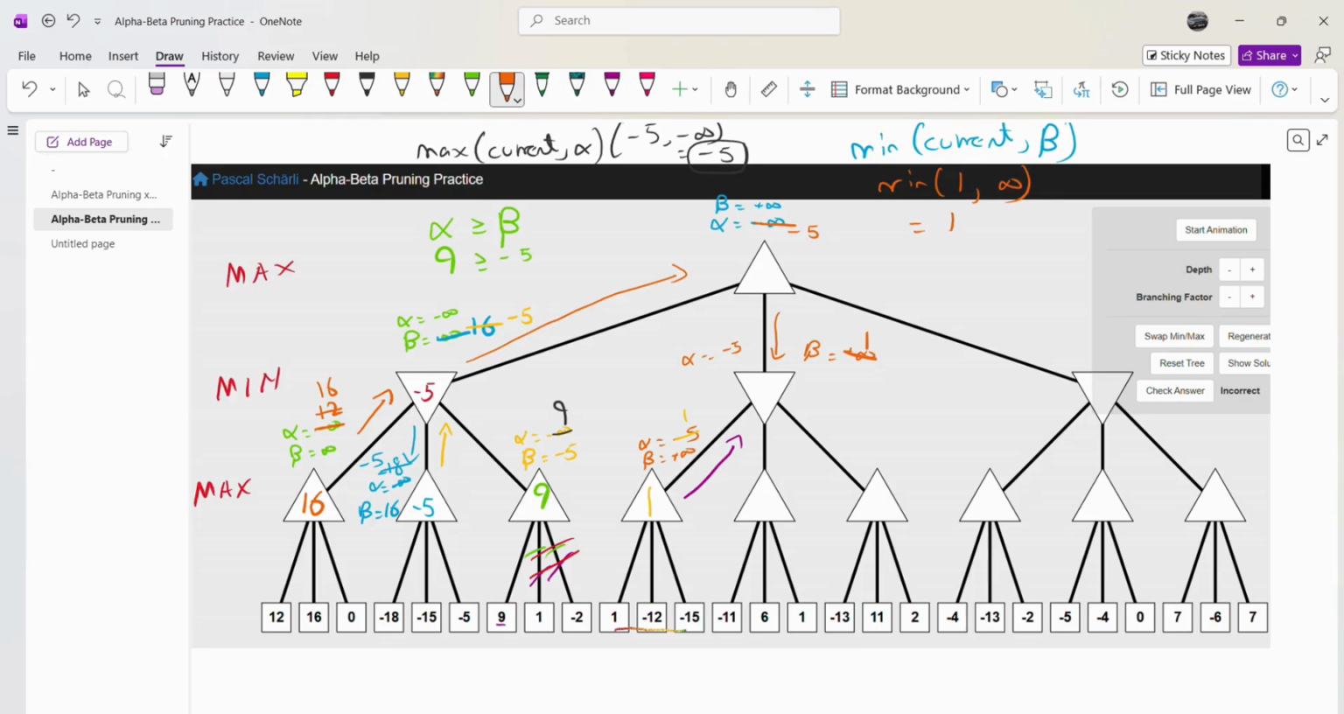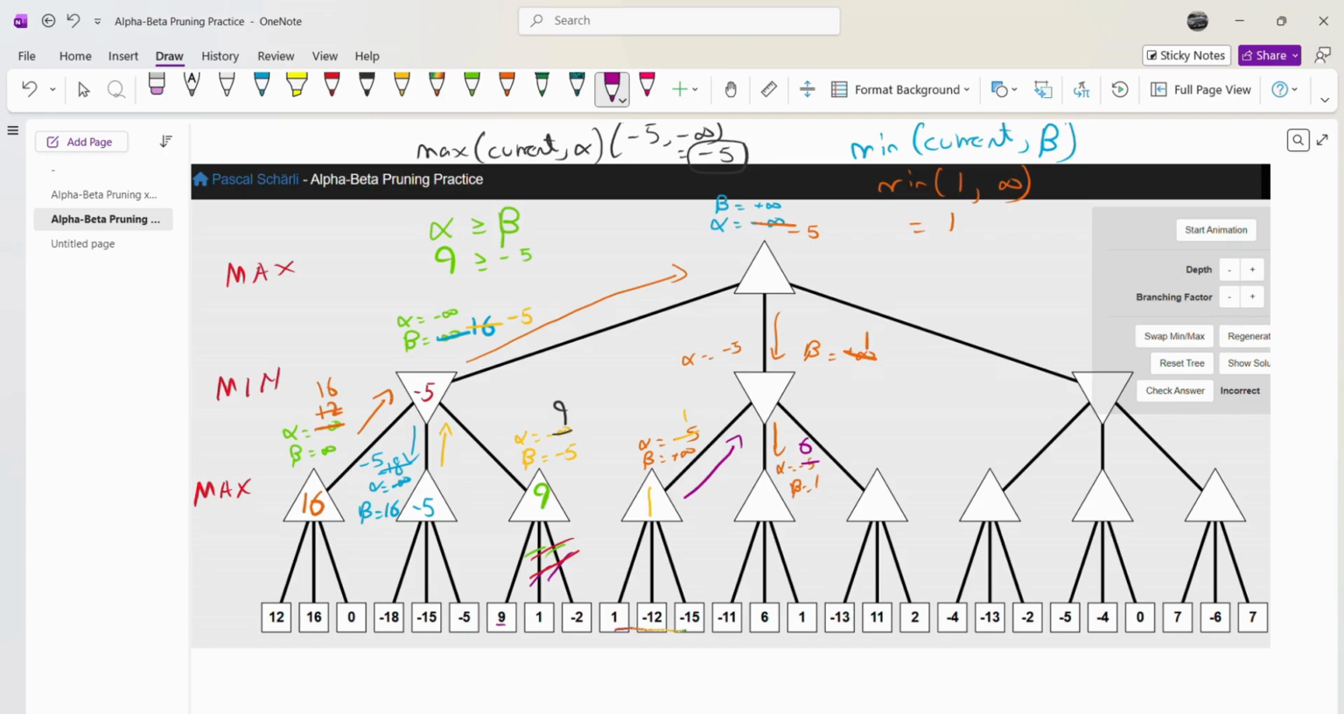Now these values would be sent down over here to the second child. Here we have alpha as negative 5 and beta as 1. Negative 11, is it larger or negative 5? It is negative 5, so there is no point in changing the values. Then we have 6. Is 6 greater or negative 5? It's obviously going to be 6, so alpha becomes 6.